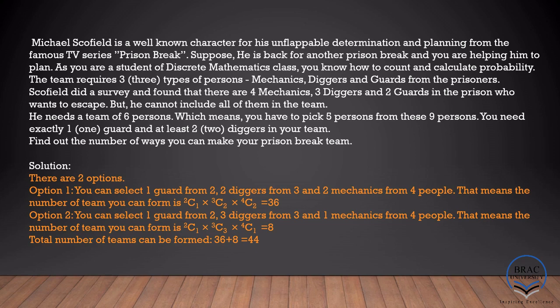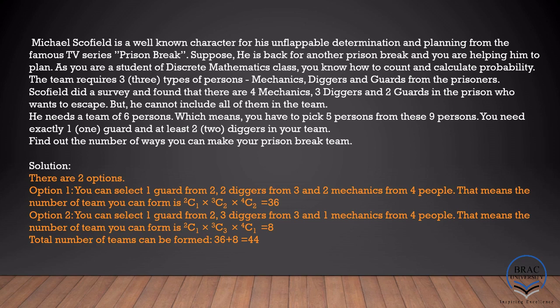So there are 2 options. He can pick 1 guard and 2 diggers, or he can pick 1 guard and 3 diggers. Here he's picking 1 guard out of 2, that is 2C1. He's picking 2 diggers out of 3, that is 3C2, and then he is picking 2 mechanics out of 4, that is 4C2. If he selects 1 guard and 3 diggers, that is 2C1, 1 guard out of 2, he is picking all 3 of the diggers, that is 3C3, and the one possible position left is for a mechanic. He is picking 1 out of 4 mechanics, that is 4C1.